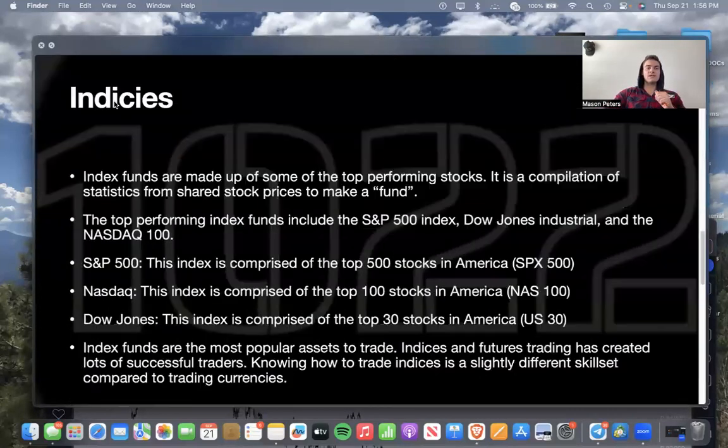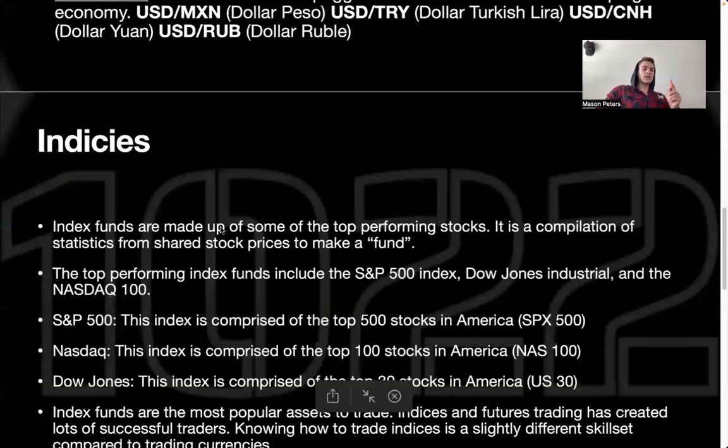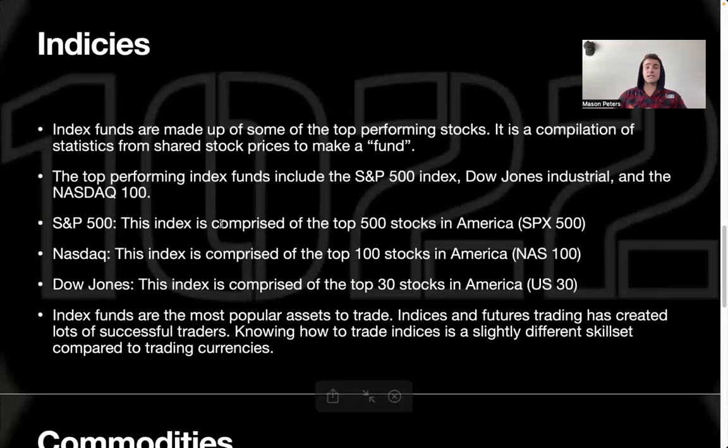Let's go over indices. Indices are index funds that are made of the top performing stocks. It's a compilation of statistics of share stock prices to create something called a fund. The top performing index funds include the S&P, Dow Jones, and the NASDAQ. The S&P 500 is comprised of the top 500 stocks in America. The NASDAQ is comprised of the top 100 technology stocks in America. And the Dow Jones is the top 30 stocks in America. So, your Amazon, your Walmart, your Tesla, your big companies.